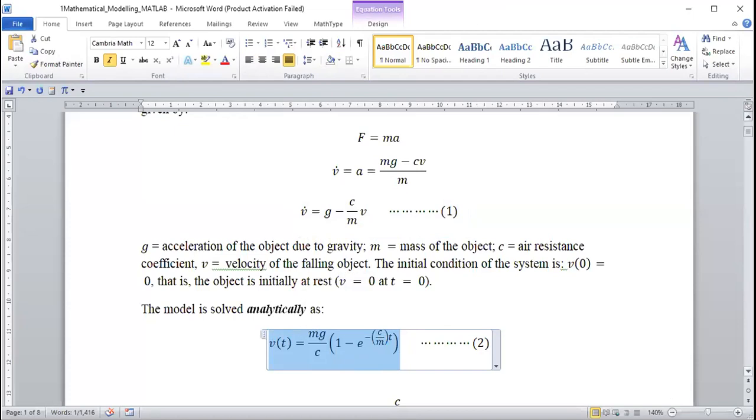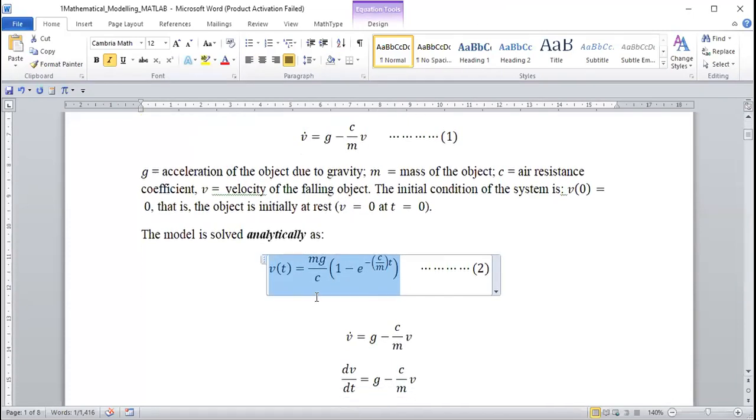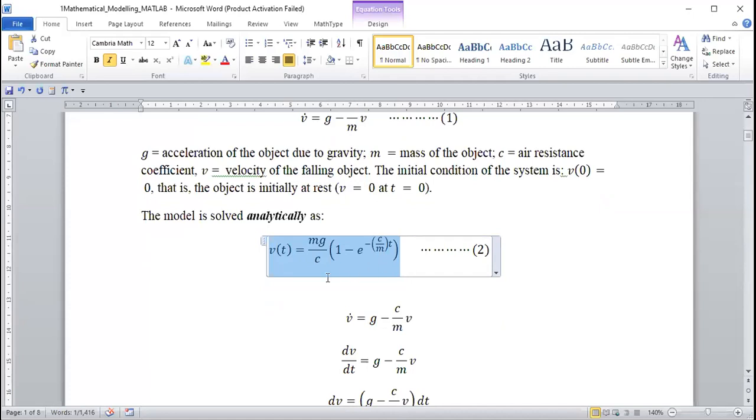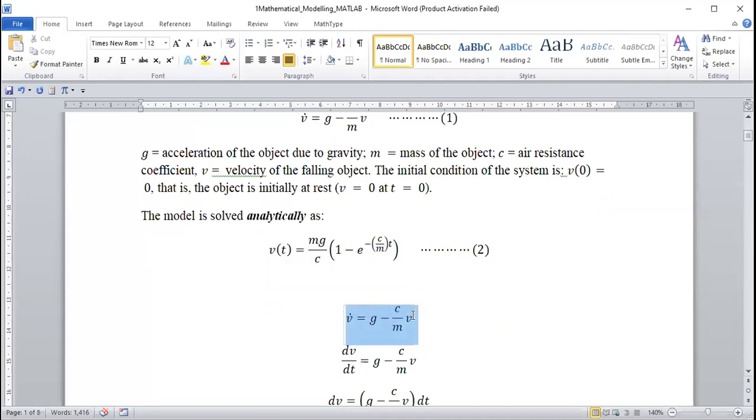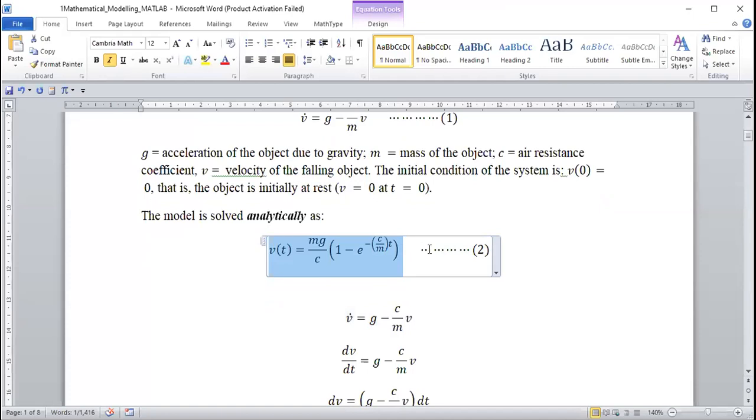I'm going to be proving how we arrived at this. Last semester, the alpha semester, when we did control theory, we did something similar, so it's just a revision of what we did in control theory. So we start from this. What we actually want to do is that, given this model, we want to prove that this is the analytical solution.